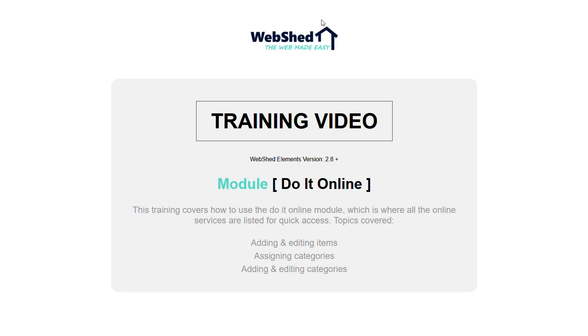This training covers everything to do with the Do It Online module. This is where you list all of your online services for quick access for the user. And the topics we're going to cover: adding and editing Do It Online items, assigning categories, and then adding and editing the categories.